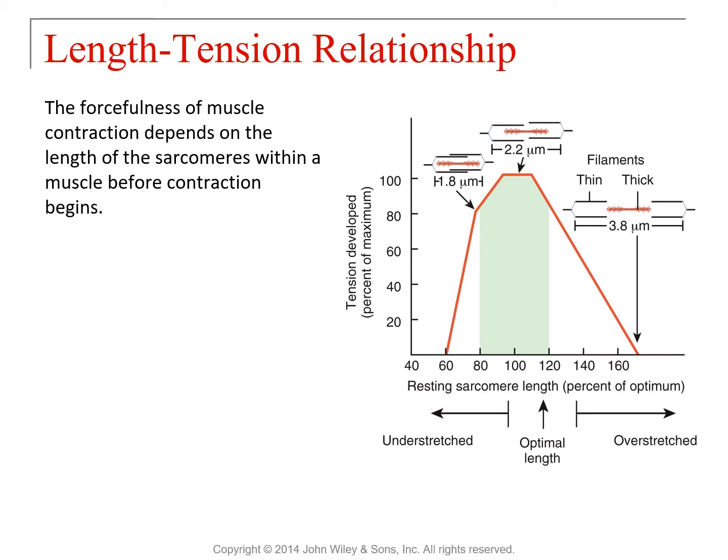In this video, we're going to talk about muscle tension, or the amount of force that a muscle actually generates. We're going to talk about some factors that affect how strongly a muscle can contract and how quickly a muscle can contract. The first thing to consider is what's called the length-tension relationship.